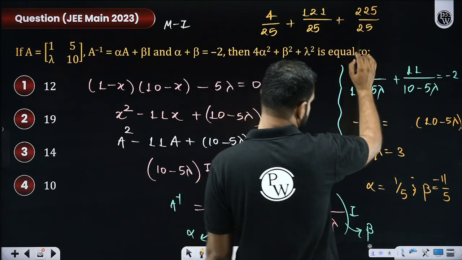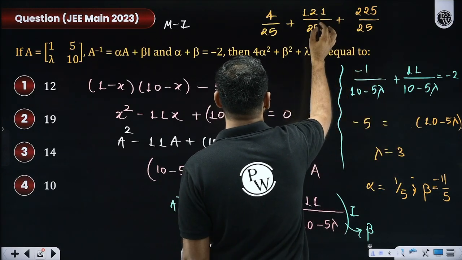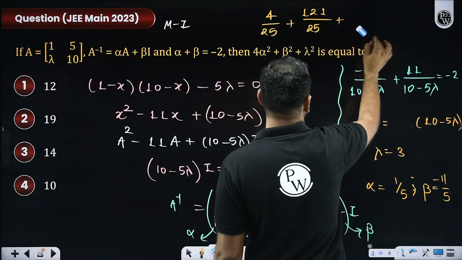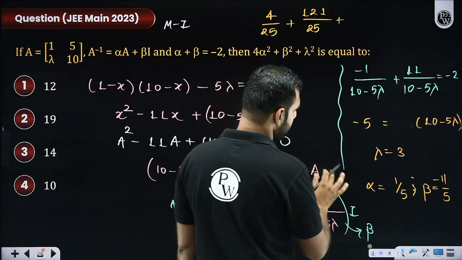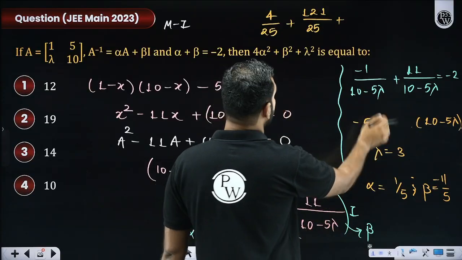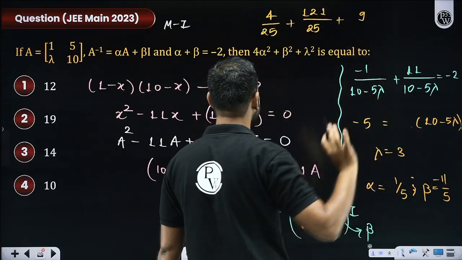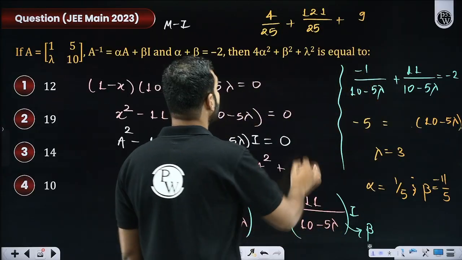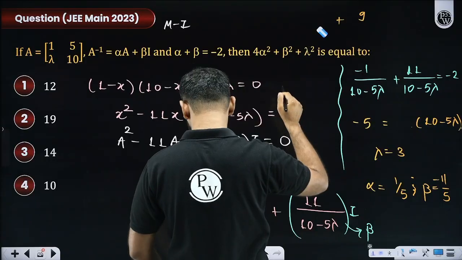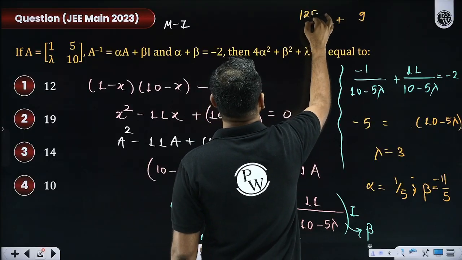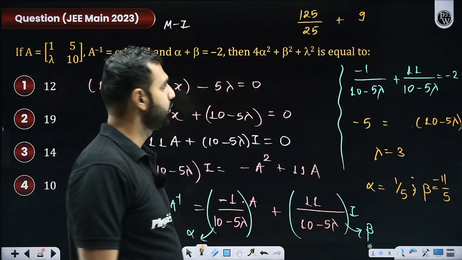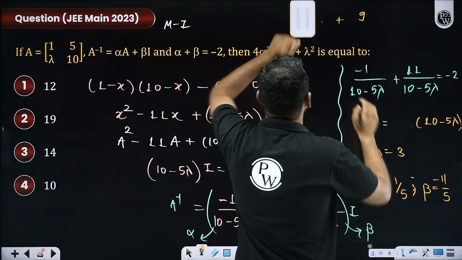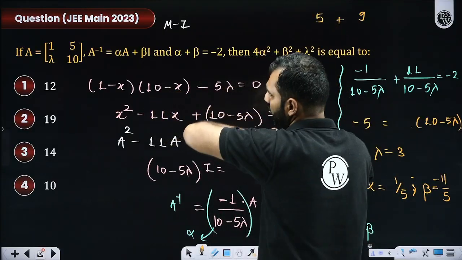I should have kept it as, okay, let me do it now anyways. Rather, if I keep it as 9 only, will that be okay? Rather, what was it? Lambda square is 9. So I'll keep it as 9 only. Is that okay? So this is 125 by 25. Yes or no? And do we know what it is? Sir, we know this is 5. So 9 plus 5 gives you what? 14.